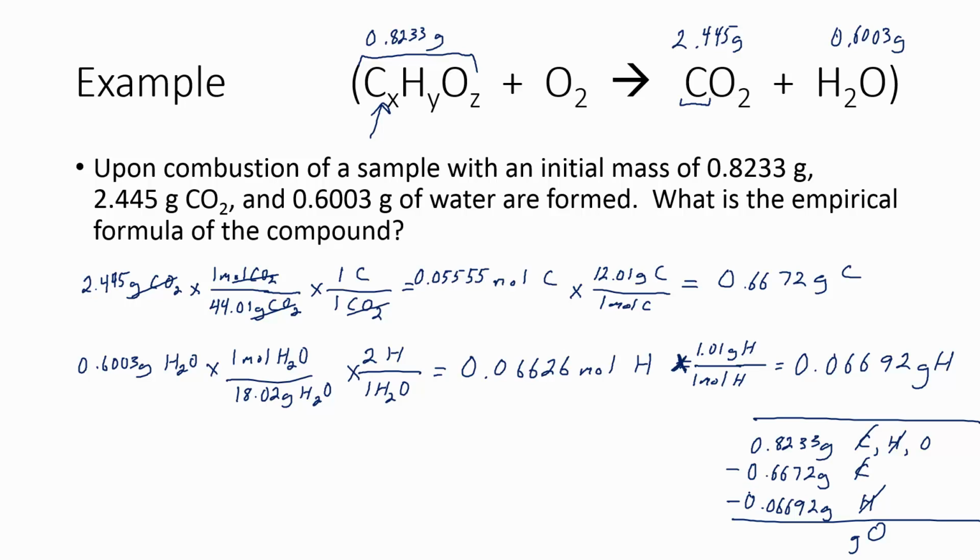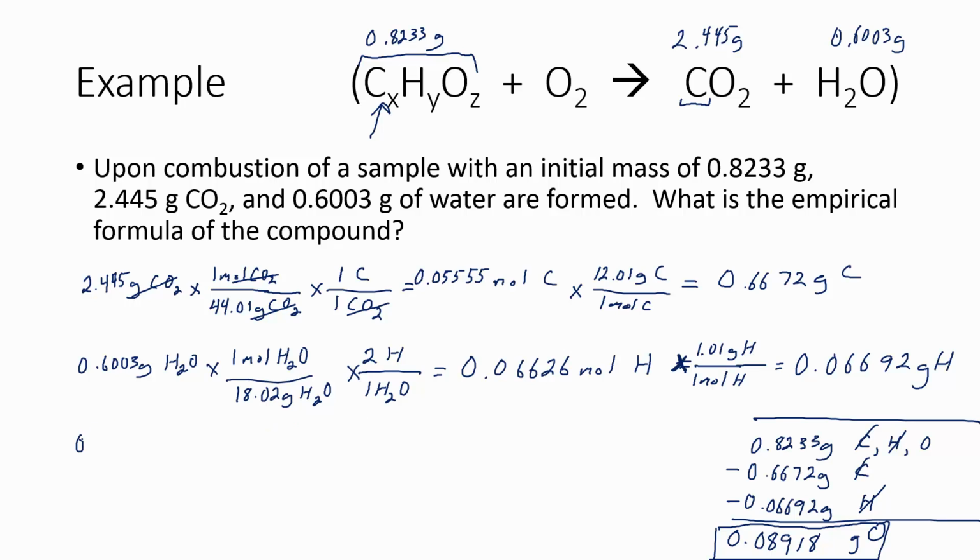All right, so 0.8233 minus 0.6672 minus 0.06692, and we get 0.08918 grams of oxygen in the original sample. If there wasn't any oxygen in the original sample, you'd get something darn close to 0 here, if not 0 itself. So if you get something at this point like 0.00015, there wasn't any oxygen in the original. That's just the experimental error. And that might be the case, but it wasn't here.